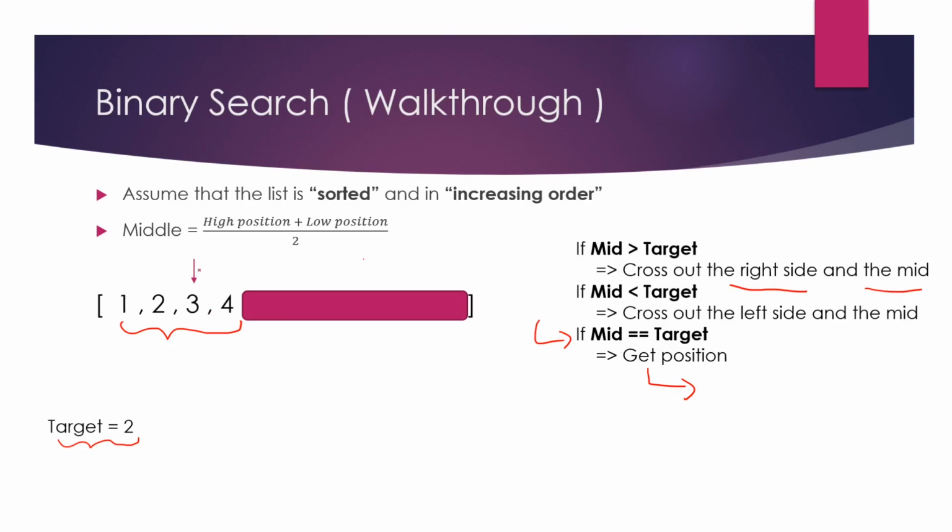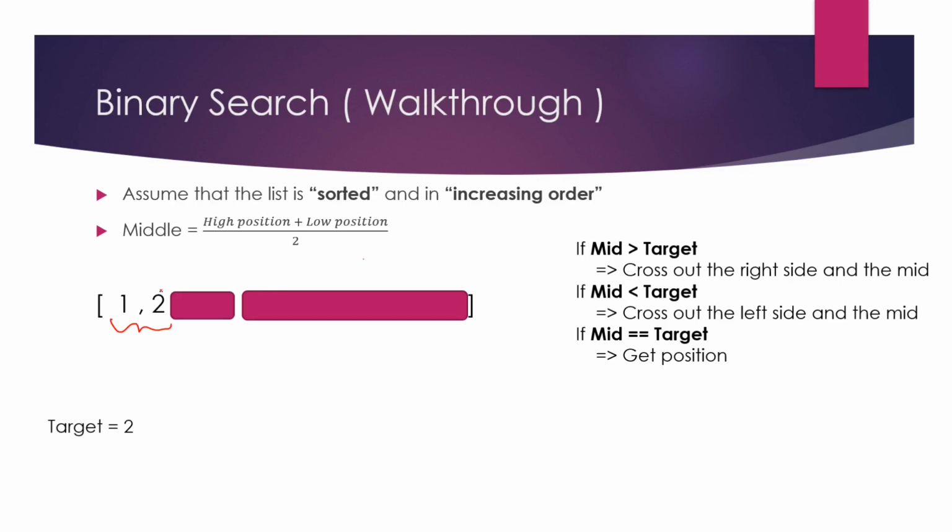So let's say the middle starting point is number 3. So you're going to compare 3 with 2, and 3 is greater than 2. So you're going to follow this first if statement. So you're going to cross out the right side and the middle number again. So right side and the middle number. And it's going to look like this. I cross out number 3 and number 4. So now your list becomes a list of 2 elements only.